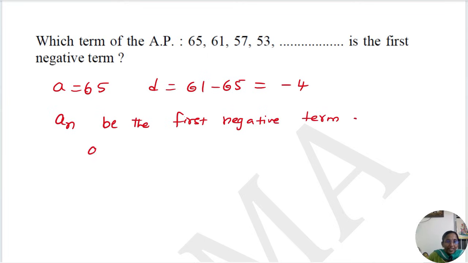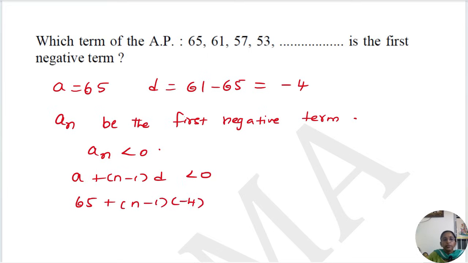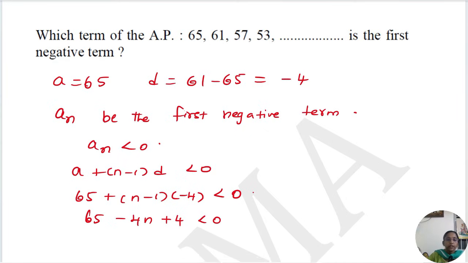That is, a_n is lesser than 0. We know the formula: a plus (n minus 1) into d is lesser than 0. A is 65, and d is minus 4, so 65 plus (n minus 1) into (minus 4) is lesser than 0. So 65 minus 4n plus 4 is lesser than 0. So 65 plus 4, 69.